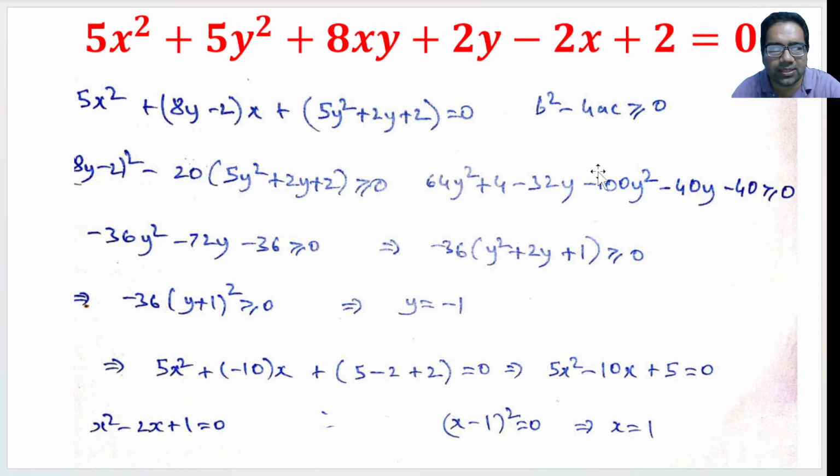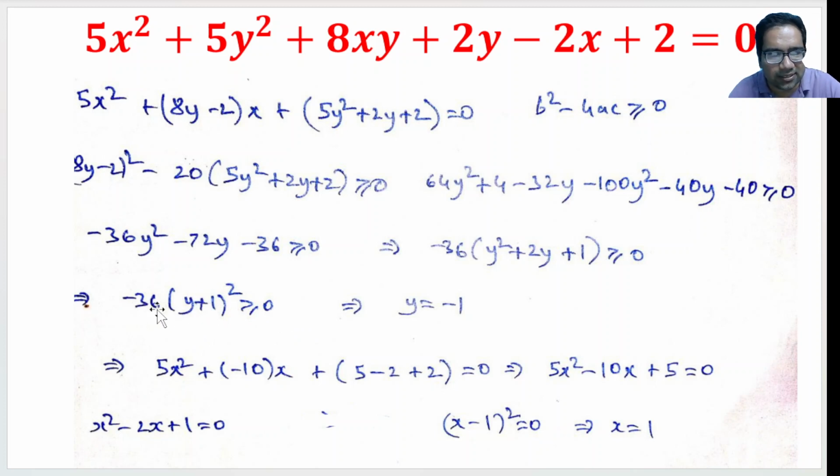If you see, 64 − 100 is −36y², 4 − 40 is −36, and −32y − 40y is −72y. That means −36 times (y² + 2y + 1) should be greater than or equal to 0. This means −36 times (y + 1)² should be greater than or equal to 0. Right. (y + 1)² will always be greater than or equal to 0.